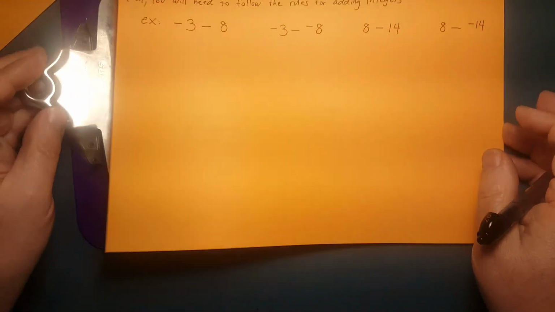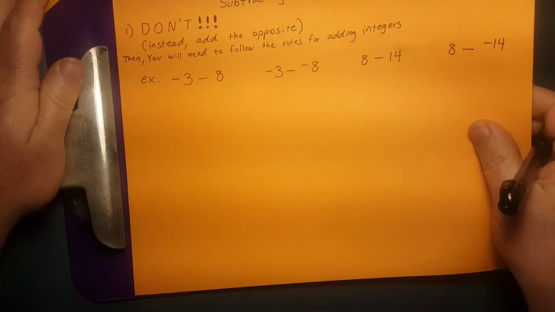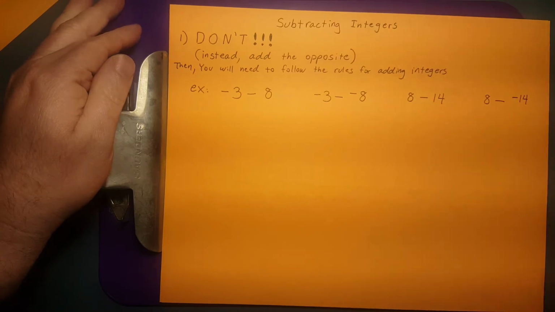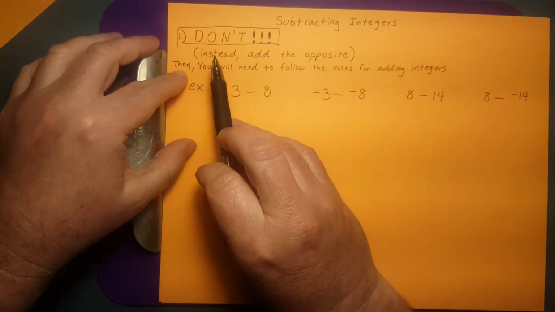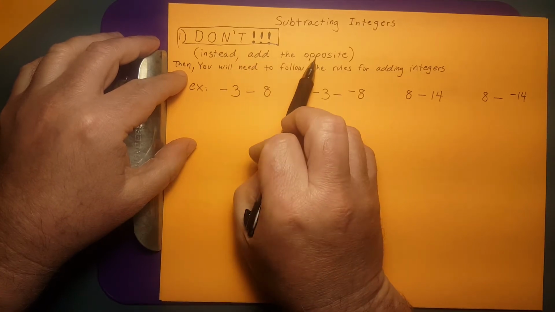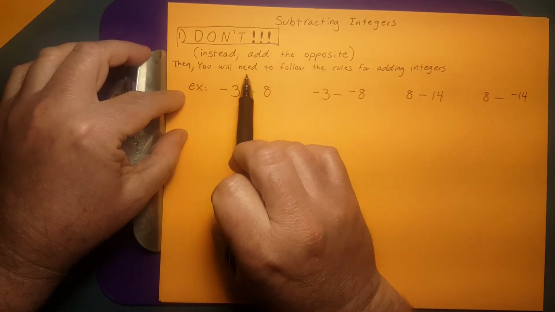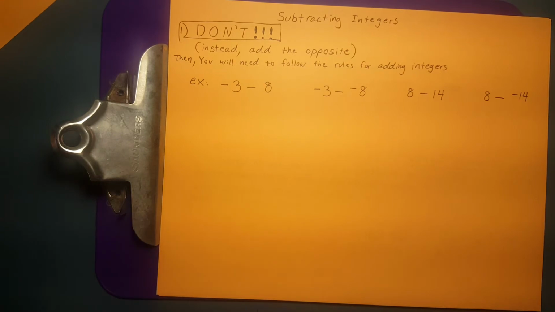Subtracting integers. You may recall we said there's only one rule for subtracting integers, and that is don't subtract integers. Instead, add the opposite. So you'll end up following the rules for adding integers that we just reviewed.